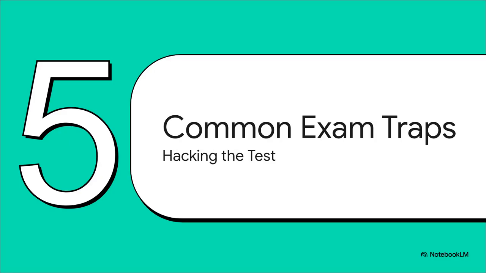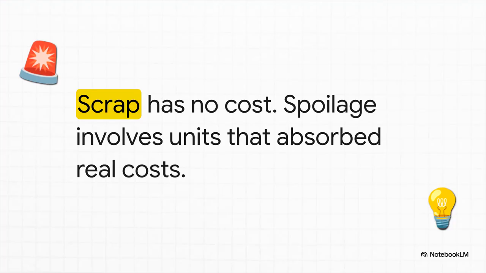Finally, Section 5. Common exam traps, hacking the test. Let's synthesize all these rules and tackle the exact traps examiners are going to use to trip you up. The first trap, it's a classic. Do not mix up spoilage with scrap. It's super easy to look at a factory floor and just call everything waste. But remember, they are fundamentally different in the accounting system.